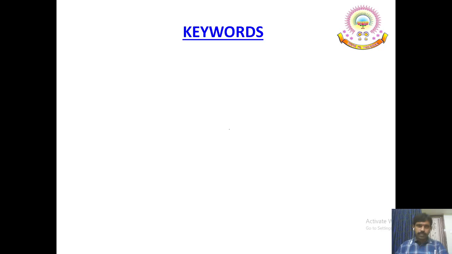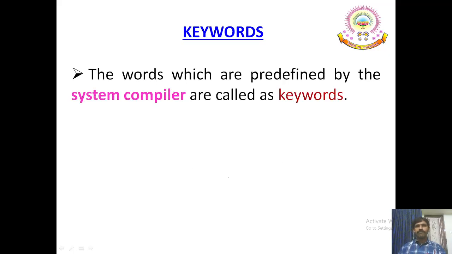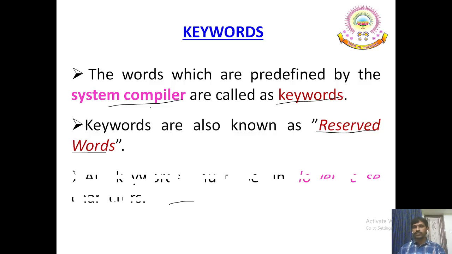The next concept we have is keywords. Already we have seen this keywords concept in C language. Again we see this keyword concept. The words which are predefined by the system, compiler or interpreter are called keywords. Keywords are the system defined words. Keywords are also known as reserved words because they are reserved for a specific purpose. Other than that purpose, we cannot use those words.